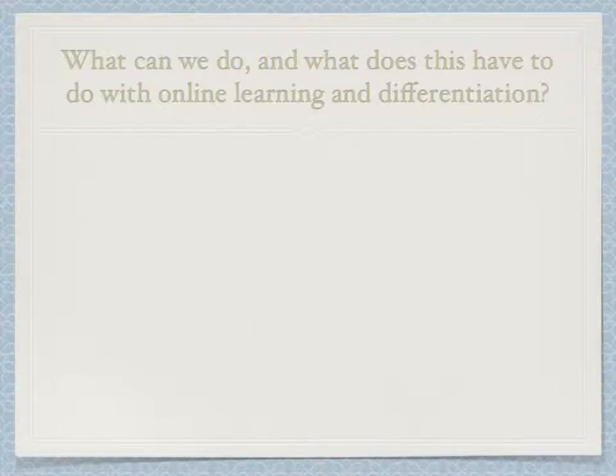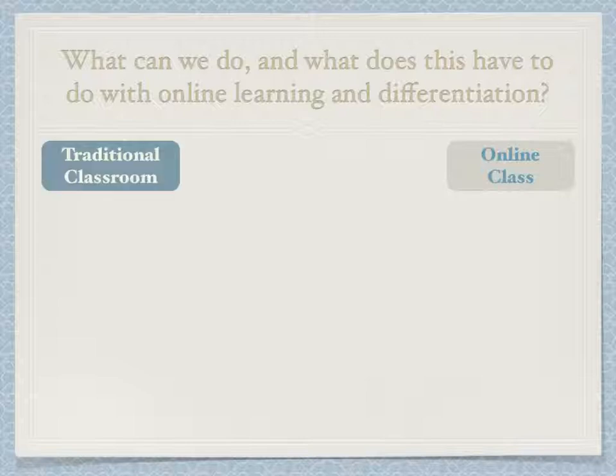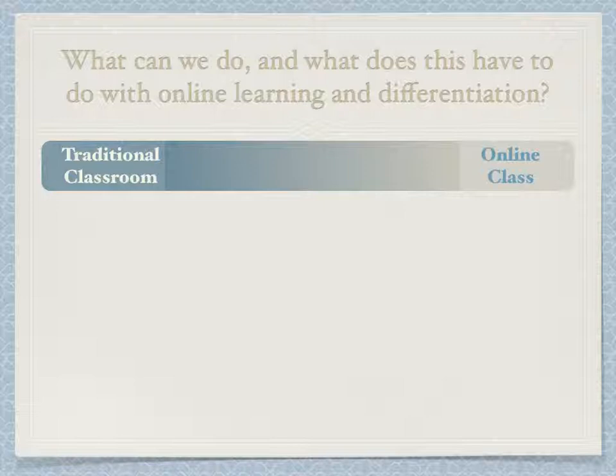So what can we as teachers do, and what does this have to do with online learning and differentiation? Well, let's think about a continuum rather than sort of having online classes and traditional learning as being an either/or. If we really think about these as representing a continuum between a traditional classroom where everything is done on paper and pencil and the desks are in rows and the teacher is up front, versus an entirely online class where a student never goes to a physical building and the teacher may be a world away.